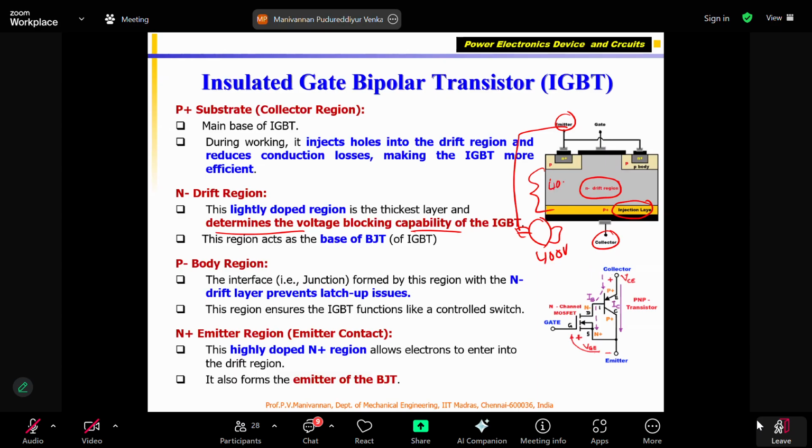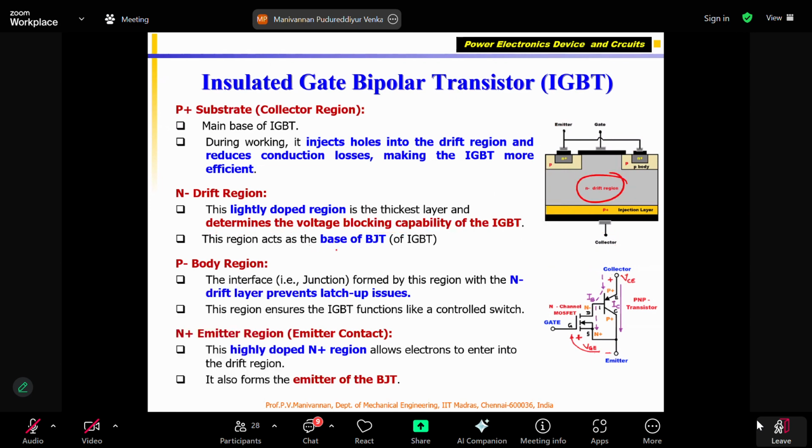So this thickness, for example, is 400 micrometer. If I want to give 1000 volts and it has to operate, meaning the blocking voltage, this thickness will be 1000 micrometer, a bigger thickness. That's what we are talking about here. It determines the blocking capacity.